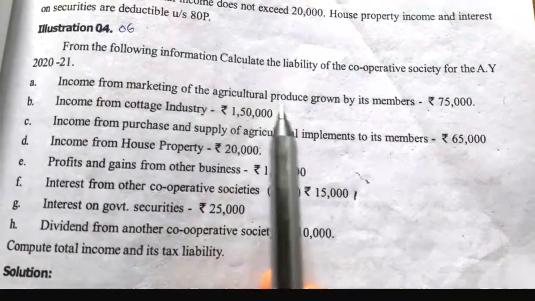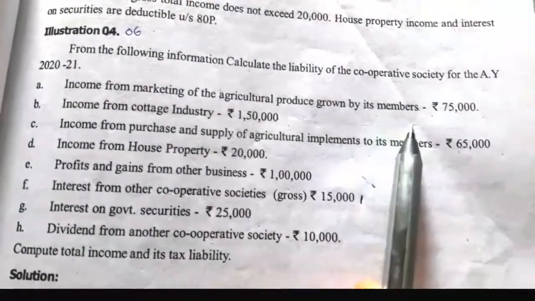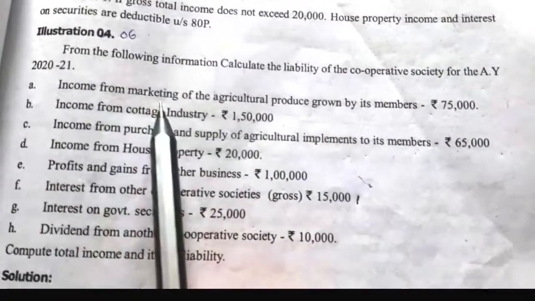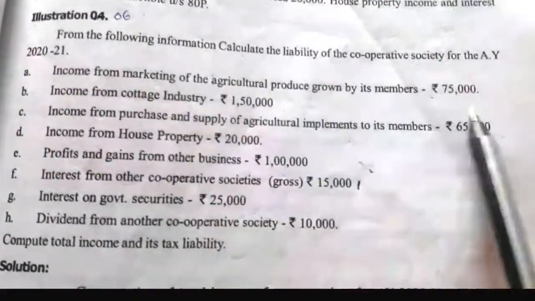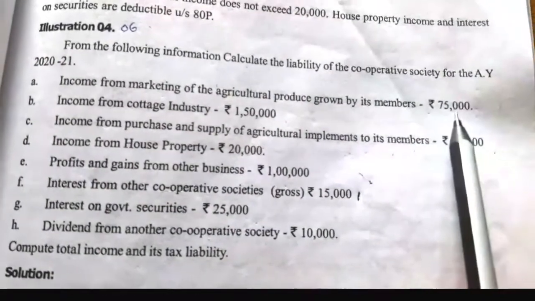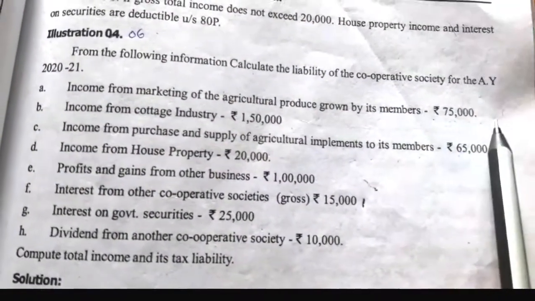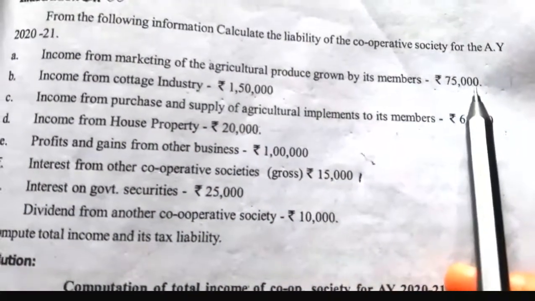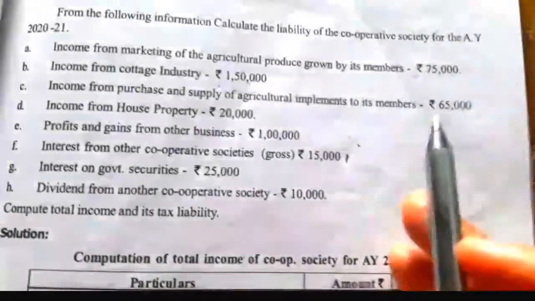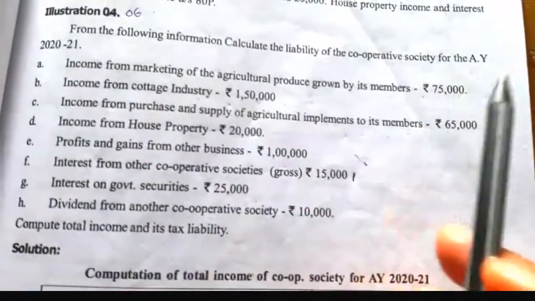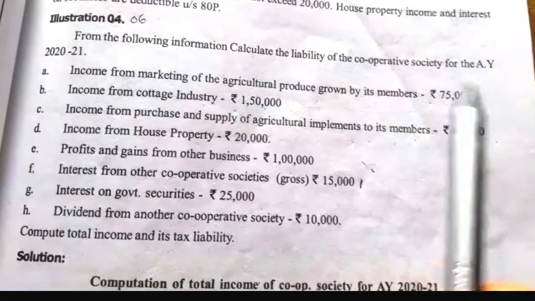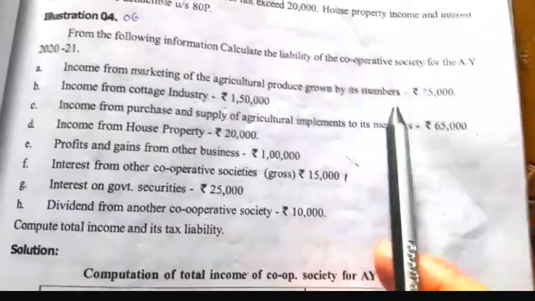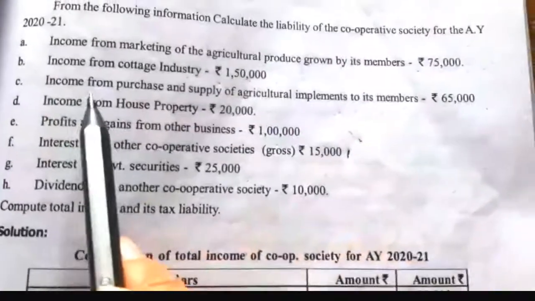Income from marketing of the agricultural produce grown by its members. Income from marketing of agricultural produce is nothing but business income of a cooperative society. So we have to take it under the head business income, that is section 28, rupees 75,000. Again, we can claim reduction under section 80P, because this is one of the items we can claim under section 80P.